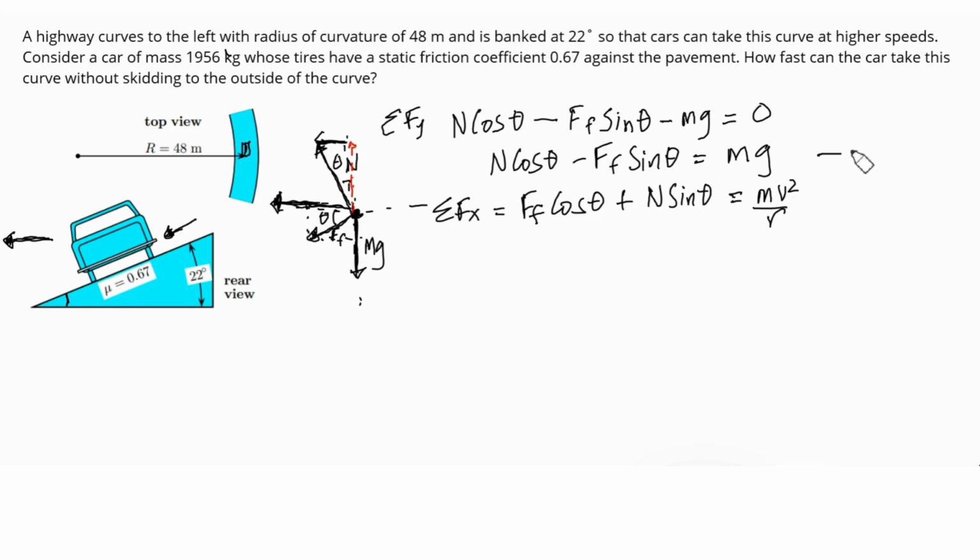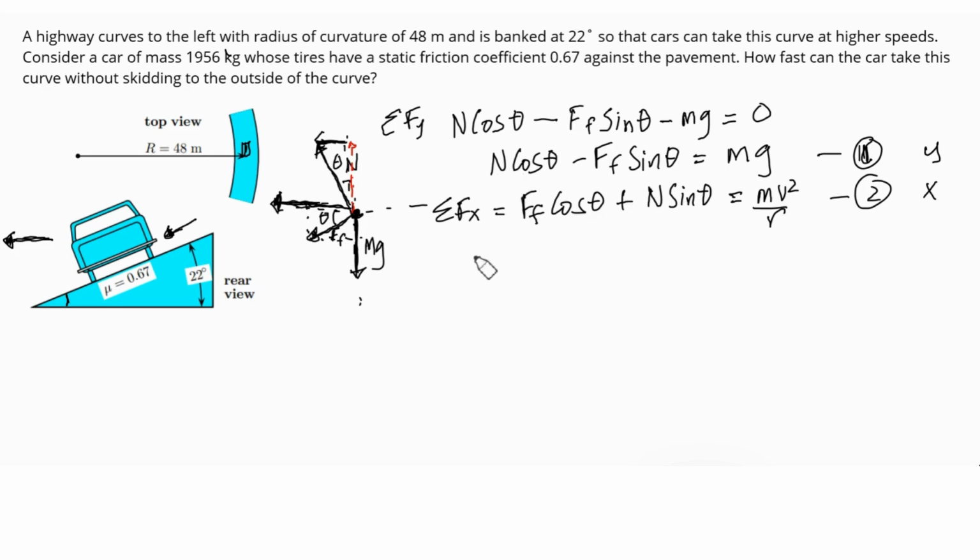So now we have two equations, one here for the y direction, and this one here that we derived from the forces in the x direction. And so now I can combine these two to solve for the maximum velocity v that I can have.